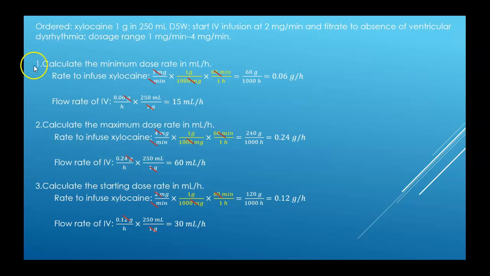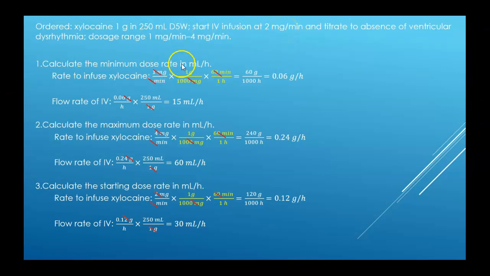So an order of xylocaine, 1 gram in 250 milliliters of dextrose. Start the IV infusion at 2 milligrams per minute. Titrate to absence of ventricular dysrhythmia. The dosage range is 1 milligram per minute up to 4 milligrams per minute. Now with this problem, the minimum is 1, but it actually starts our infusion at 2. So we'll go ahead and calculate the minimum and maximum, and then we'll calculate the starting rate.